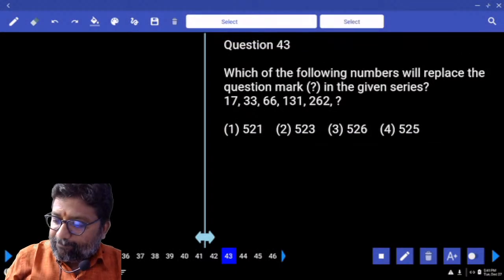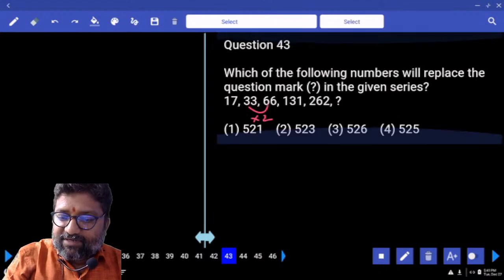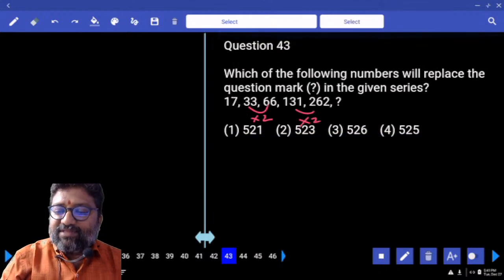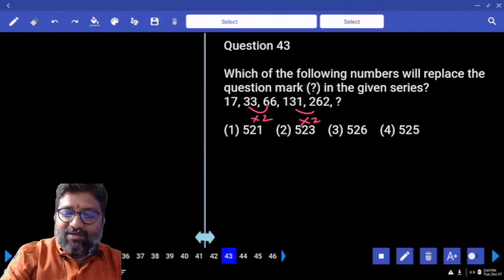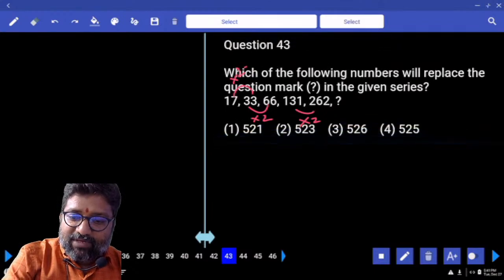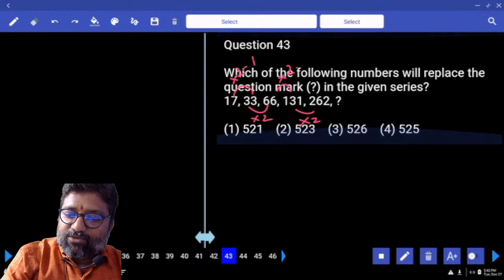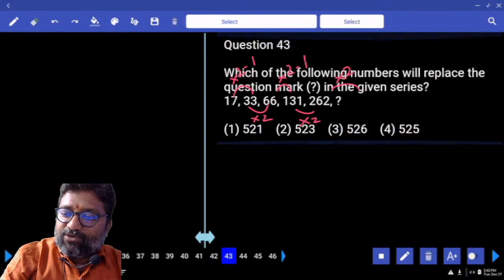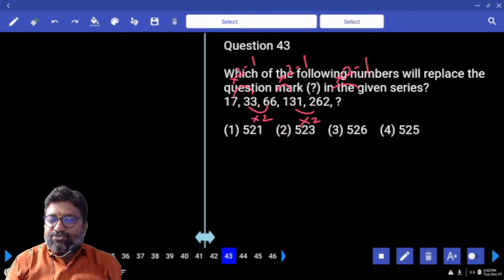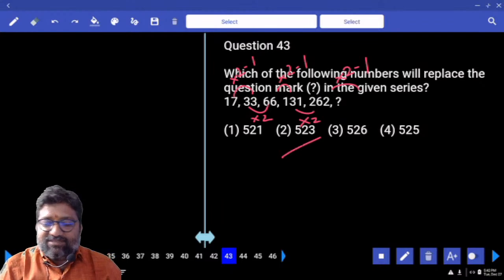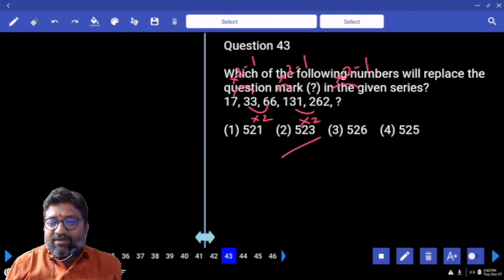This is 13, 2 times 33, 2 times 131. Right? What about this? Into 2 minus 1. This is also into 2 minus 1. This should be into 2 minus 1. 262 into 2 minus 1. My answer should end with 3. I'll not waste my time.